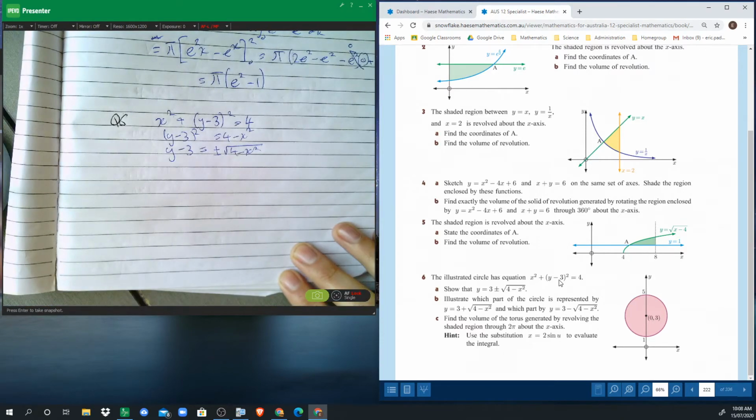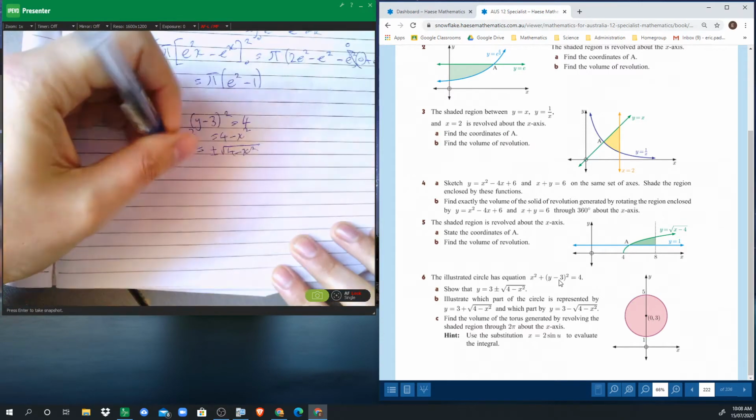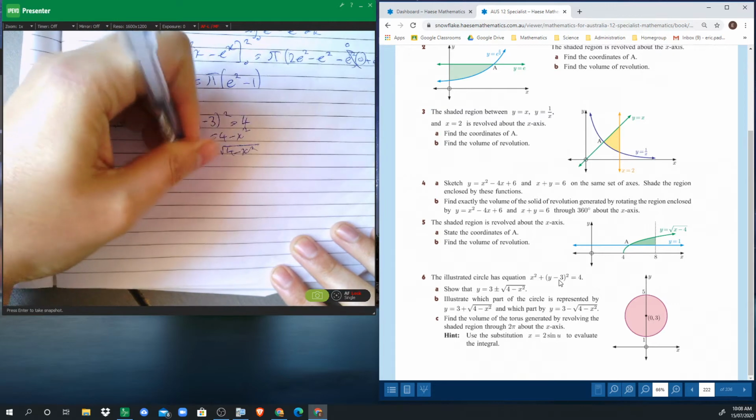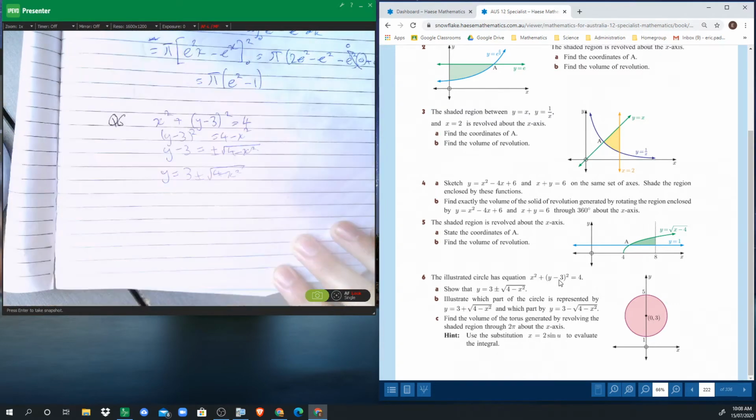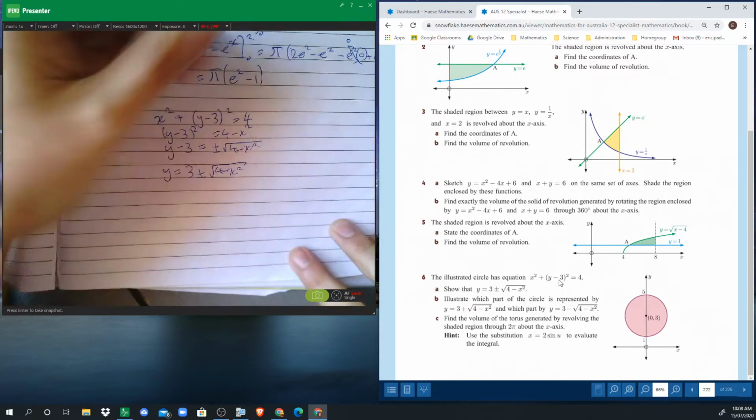And then just move that across. Y equals 3 plus or minus the square root of 4 minus x squared. Okay, so we've shown that. That's what it asked us to do in the first part.